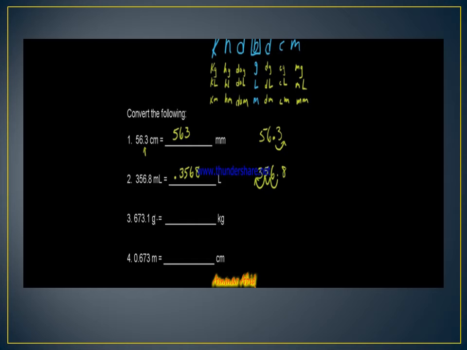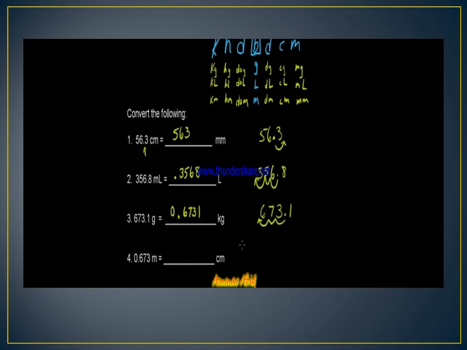Okay. Next one, we have 673.1 grams. How many kilograms? I'll write it over here again. I have to go from grams, which is right here, to kilograms. I'm going to move that decimal place 1, 2, 3 to the left. And my new number now is point, you could also put a 0 here. Just like up here, you can put a 0, or you don't need it if you don't want to. 0.6731.